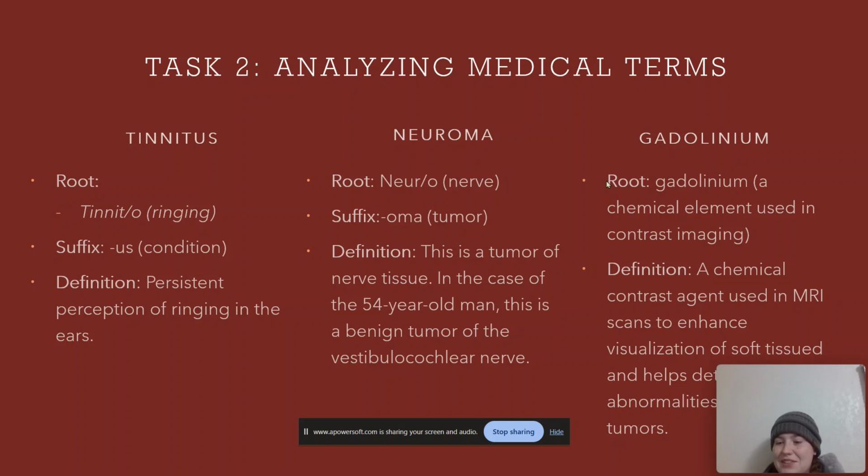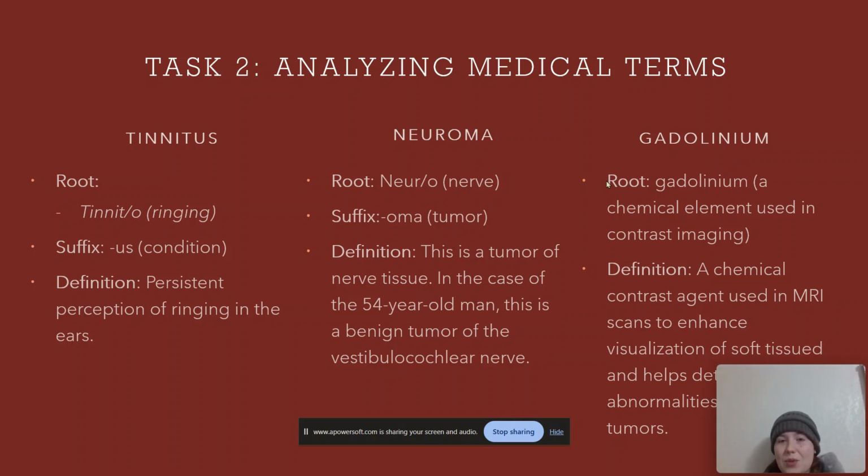The next part of our task was to analyze some medical terms. And so, like I said in the first slide, tinnitus, or tinnit and the suffix us, which both would mean ringing condition, is mainly present in the ears. And I can imagine many people today experience that.